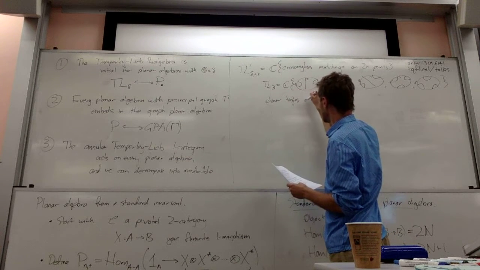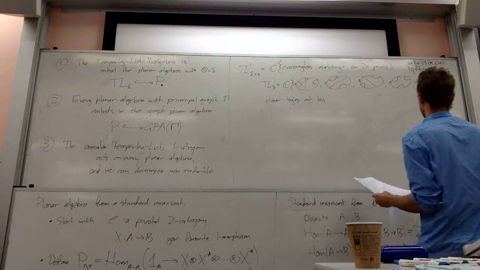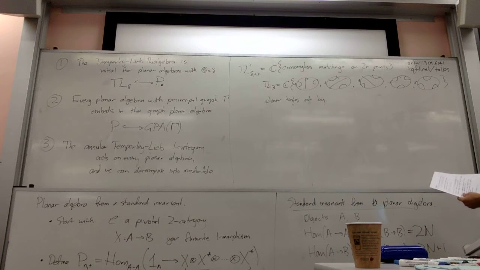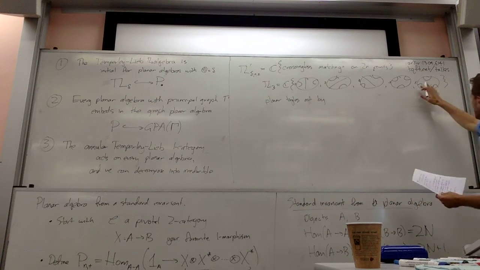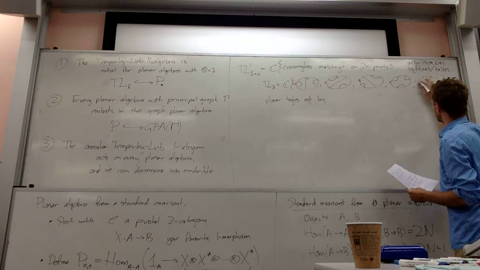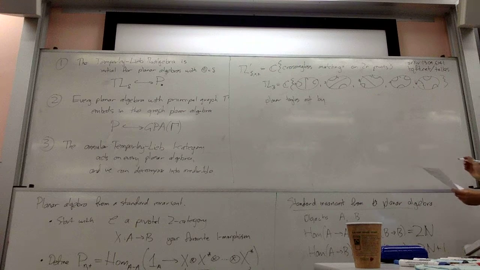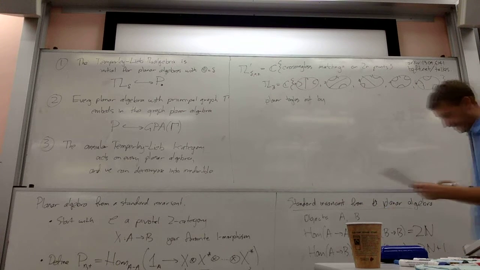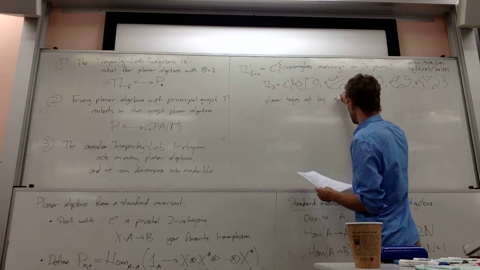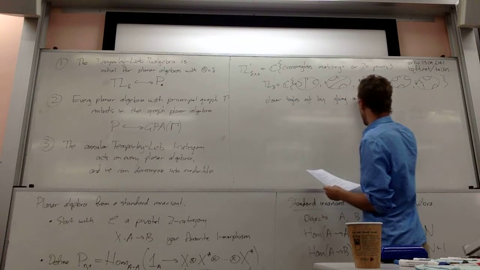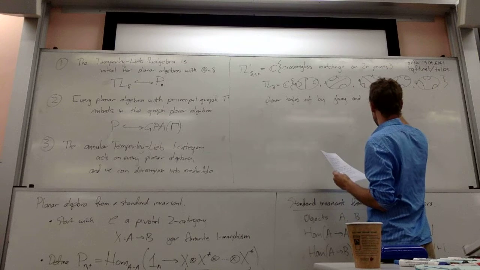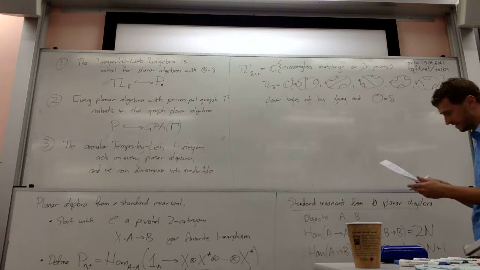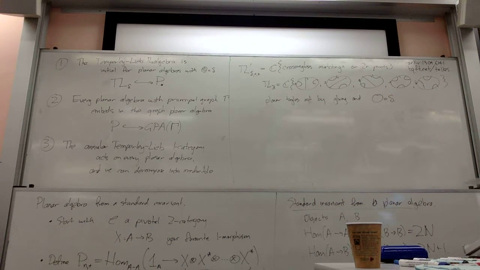What's different about the last two of those pictures? That I didn't draw them correctly. I put the dollar sign in the wrong place because I slightly rotated things as I was going along. Okay. So planar tangles act by gluing, and here's where the parameter comes in. Anytime you see a closed circle, you just delete it and put a multiplicative factor of delta.